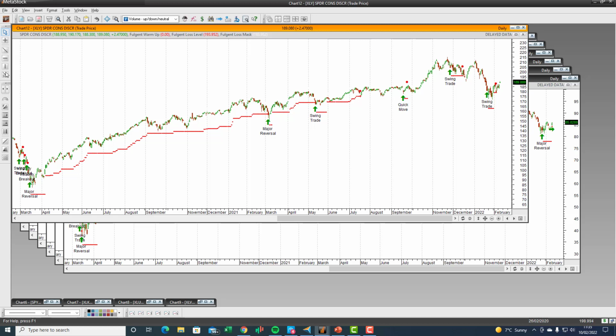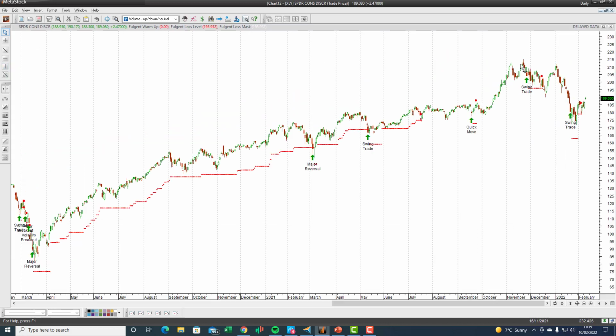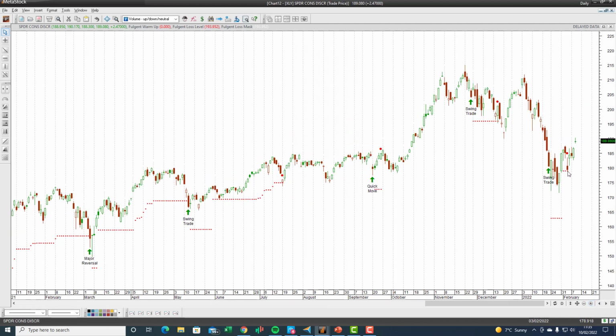Next up, looking at the XLY ETF, consumer discretionary. Now we've got a swing trade there, but it did hit the trailing stop loss there. But generally, when the signal reverses the very next day, I tend not to act on those stop losses. I tend to keep trades open. In this case, it's still a very good swing trade there. The stop loss has moved up to that zone now. I keep that one in place.